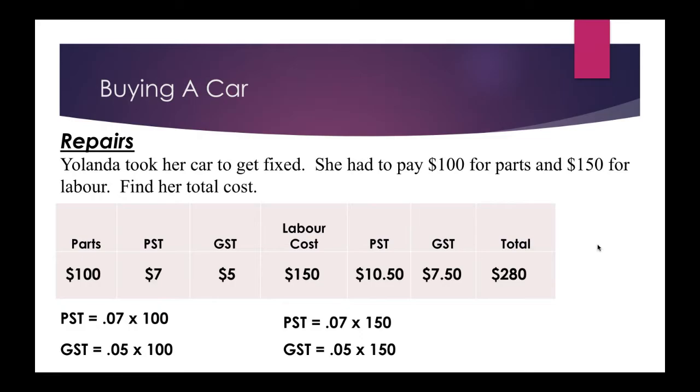And then if you remember, the mechanic is now in charge of taking that $7 PST that he collected and the $10.50 PST he collected. He needs to send that off to Victoria. The $5 GST and the $7.50 GST, he needs to submit that into Ottawa. And we are good to go.